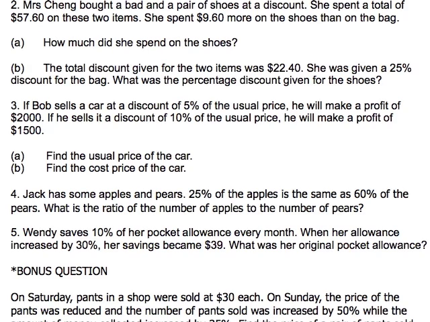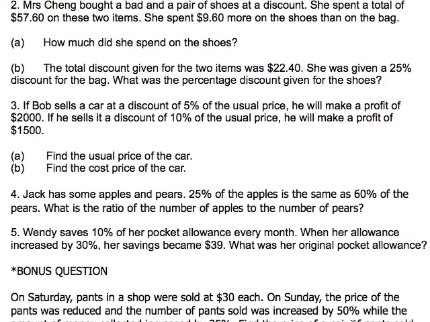The question says this: if Bob sells a car at a discount of 5% of the usual price, he will make a profit of $2,000. Now if he sells it at a discount of 10% of the usual price, he will make a profit, lesser of course, of $1,500. Find A, the usual price of the car, and find B, the cost price of the car.